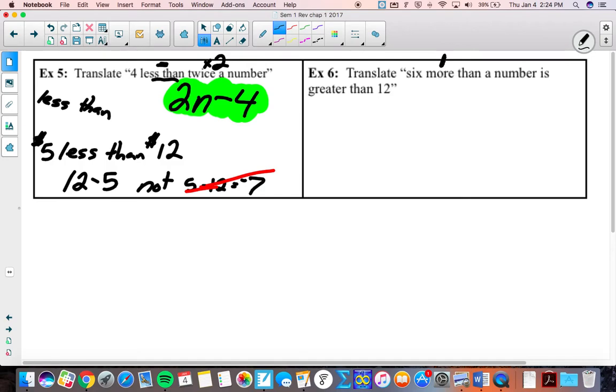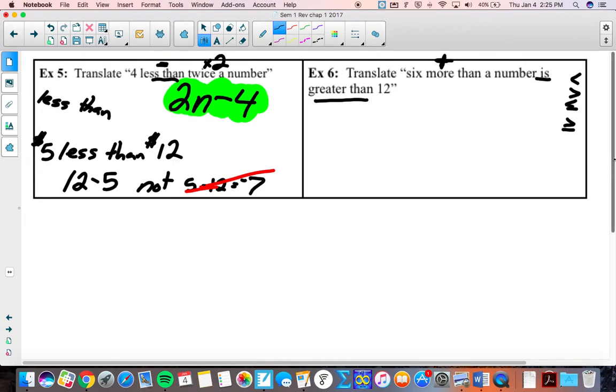So that means adding. So I have 6 more than a number, and that's greater than. When we see the phrase "is greater than," it's an inequality. Inequalities, remember, are these symbols. It's one of those 4 inequalities.